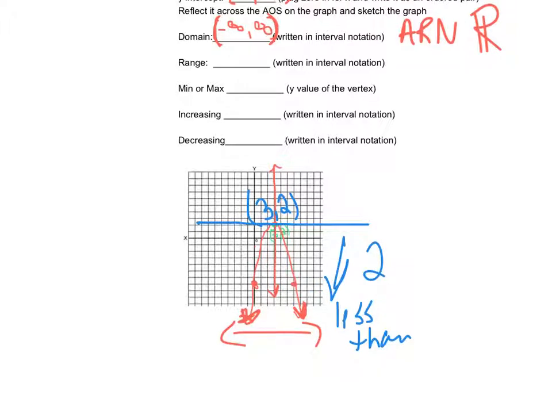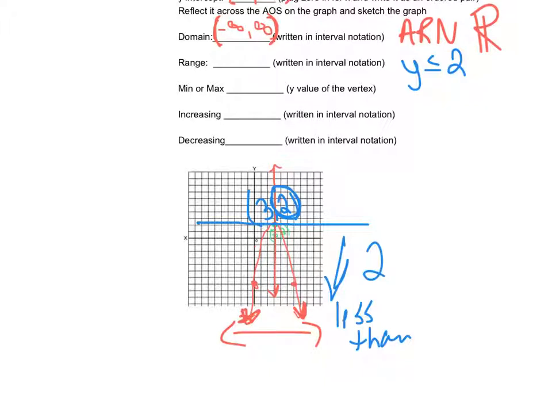Okay, which means when I'm going to write my inequality here, it includes 2 because it comes all the way up to 2 before it turns around and comes back down. So everything is less than or equal to 2. And again, it's 2 because the y value of my vertex is 2 and everything is below 2.